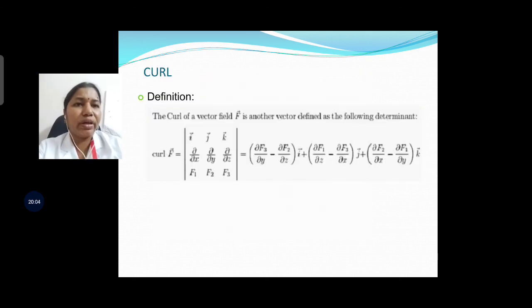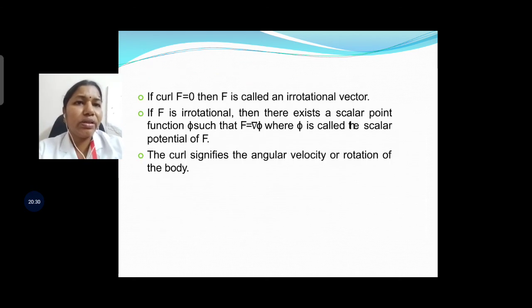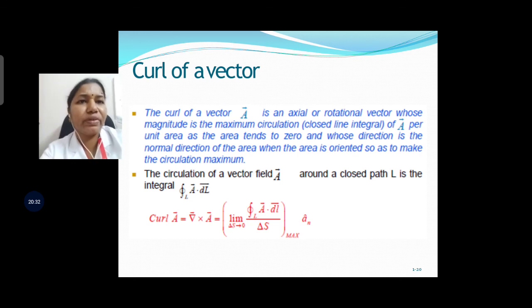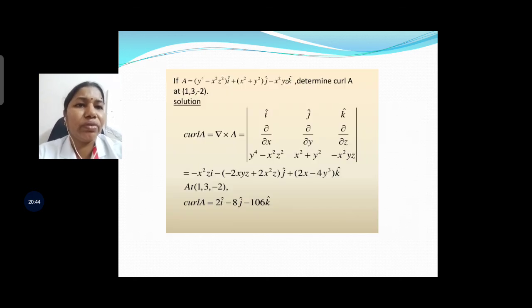If a curl is given, first we have to form the matrix i j k, dou by dou x, dou by dou y, dou by dou z. Sometimes the vector itself is given as Ax, Ay, Az in coordinates, so we write the coefficients in the third row. If curl f is equal to 0, then it is called an irrotational vector. So curl of a vector A equals del cross A, which is the limit as del s tends to 0 of the closed integral of A dot dl by del s. This is for curl of a vector.